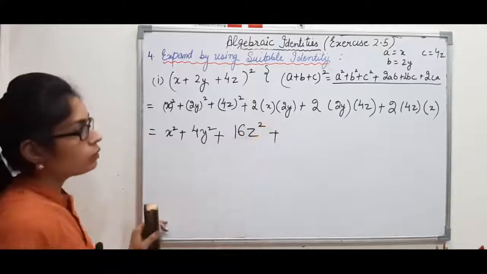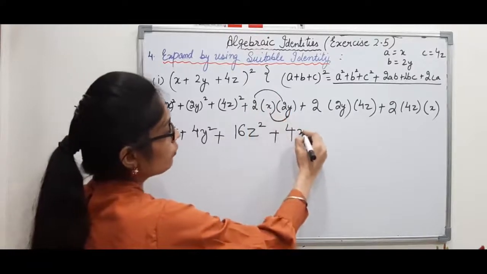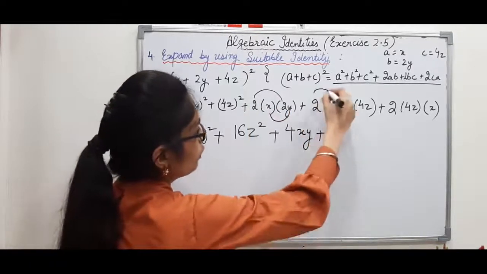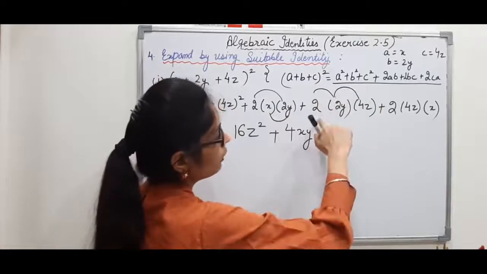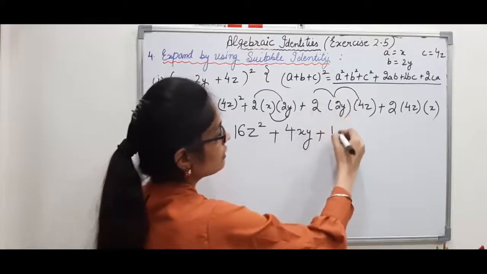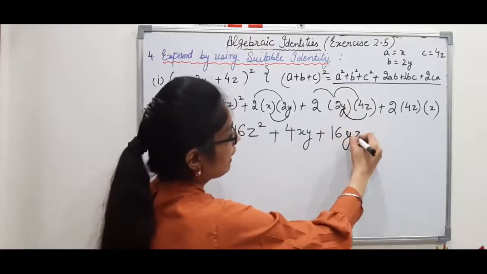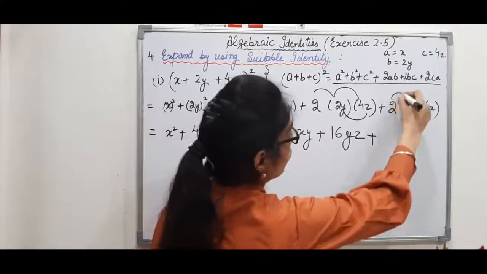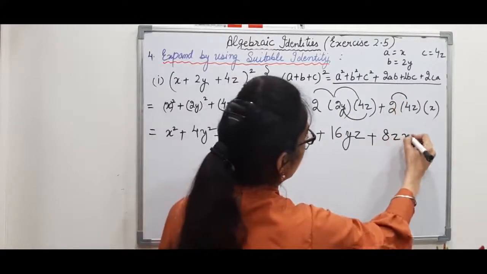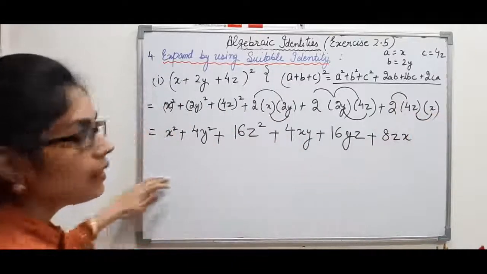These expressions also we can multiply. 2 into 2 is 4, x into y is xy. Then 2 into 2 is 4, 4 into 2... 2 into 2 is 4, 4 into 4 is 16, x... y into z. So the variables you can write as they are, all the variables will come. 2 into 4 is 8, zx. So these variables come along with the number. So this is the expanded form.